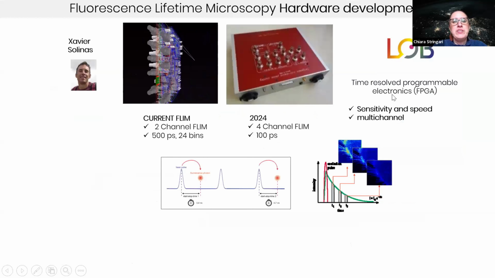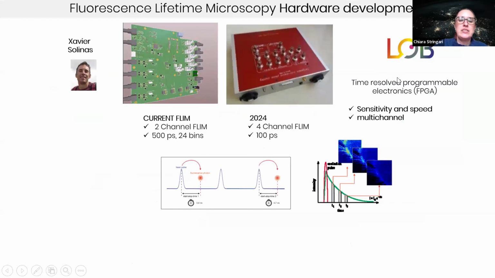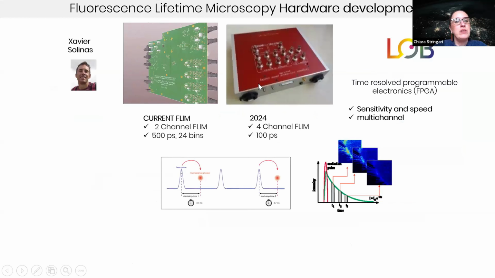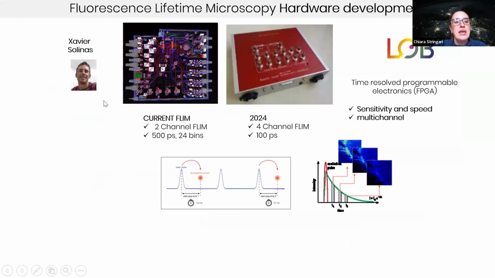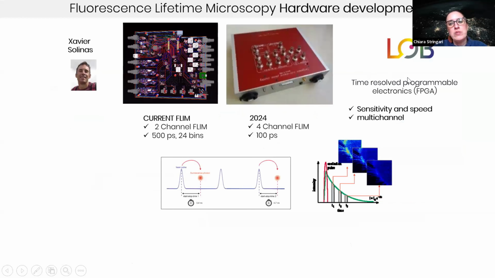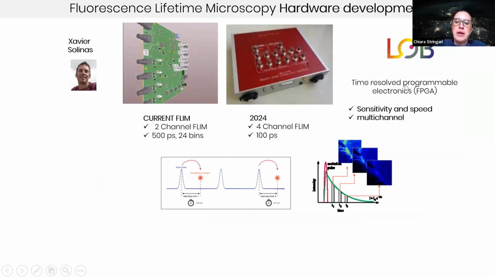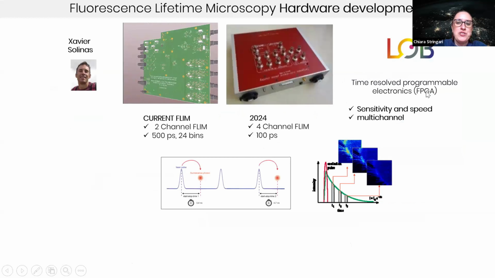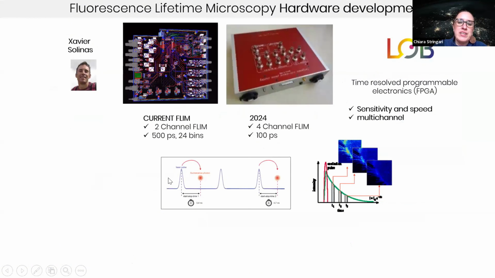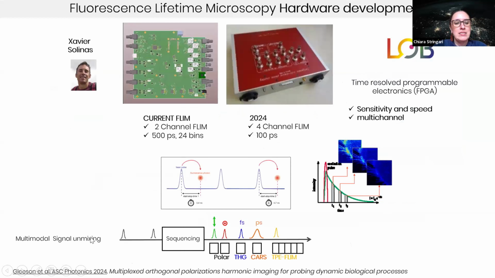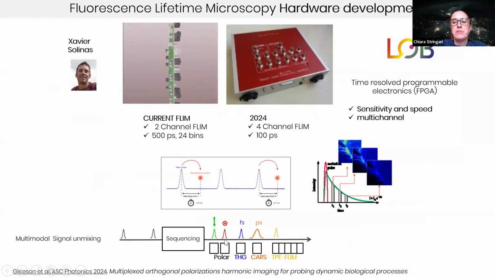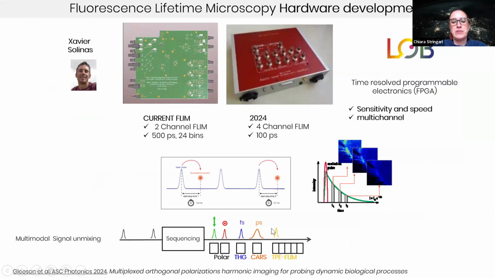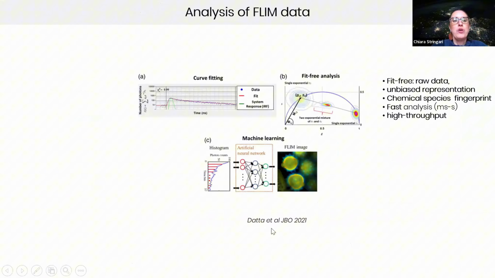So here at LOB, we develop our own electronics. We have commercial electronics, but we also develop our own electronics, developed by Xavier Solinas. This is fully programmable electronics based on FPGA. We can perform FLIM with these electronics, but we can also, for example, multiplex and unmix different signals with different polarization.